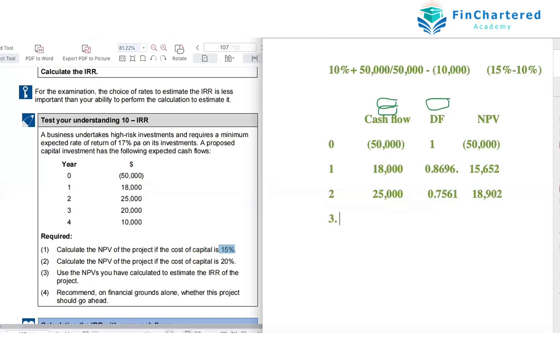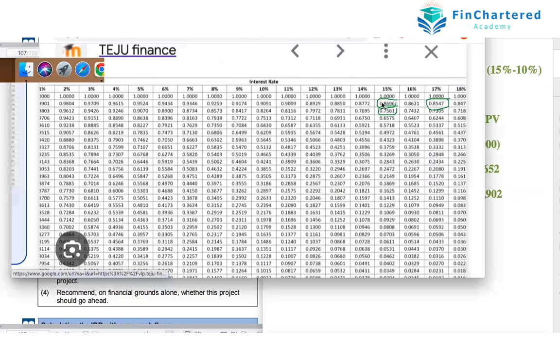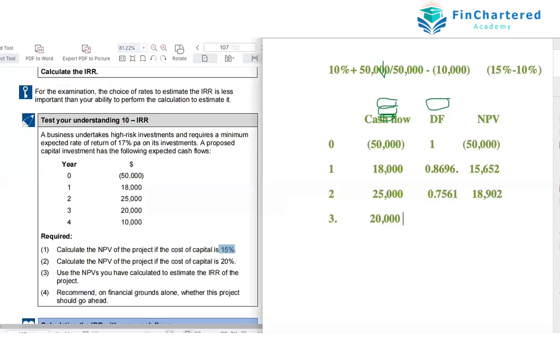Same way the third year. Basically, this is a revision of the previous class. 20,000. If it's 15% for 3 years, you can see under 15% for 3 years, 0.6575. So how much will it be? 0.6575 into 20,000 is how much? $13,000. Yes, 150. 13,150.